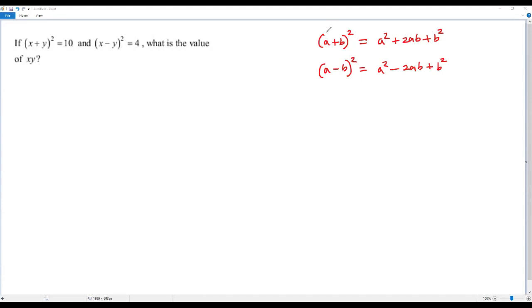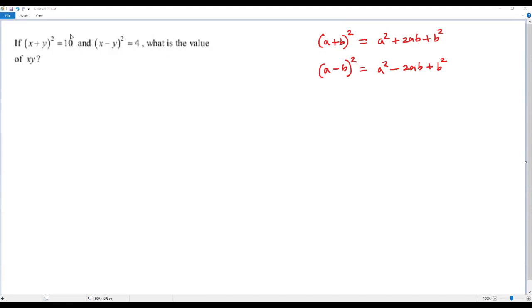Here, when I consider the expansion of the square of this binomial and this binomial, we have almost the same terms. When we have a positive sign between a and b, 2ab is positive. When we have a negative sign between a and b, the 2ab is negative. Using these two identities, I am going to expand the square of the binomial in the first equation and the square of the binomial in the second equation.